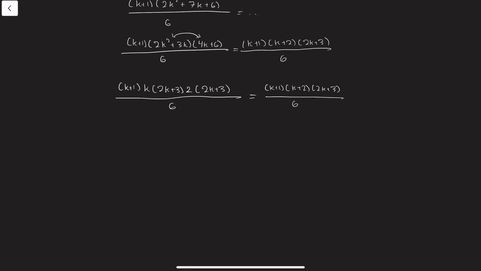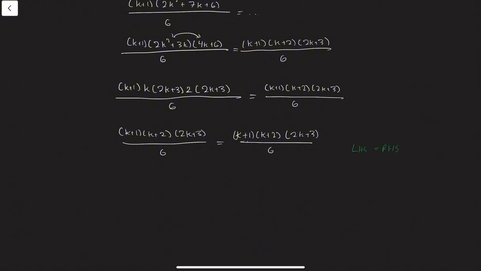And you can see if we just factor out (2k+3), we have our left-hand side equal to our right-hand side, right? We'll have (k+1)(k+2)(2k+3) all over 6 is equal to (k+1)(k+2)(2k+3) all over 6, right? So then we can just say that the left-hand side is equal to the right-hand side.